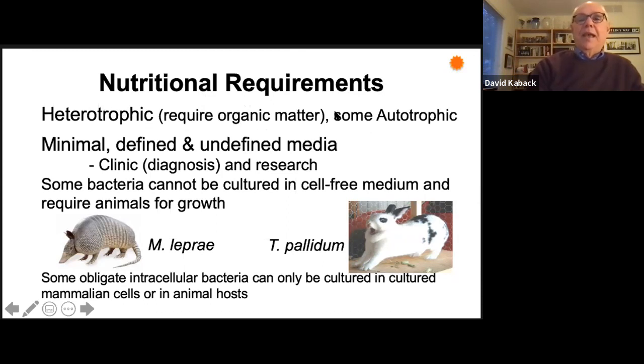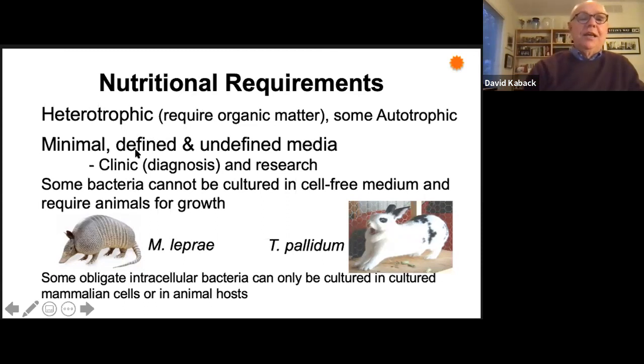A few bacteria are autotrophic. They undergo photosynthesis. These are the blue-green algae. They're able to reduce their own carbon to grow on. Fortunately, I don't know of any pathogenic blue-green algae that are autotrophic. So virtually anything you hear about is going to be heterotrophic.